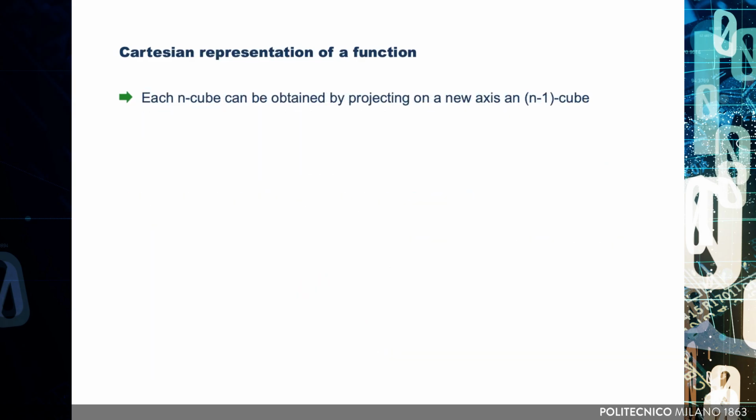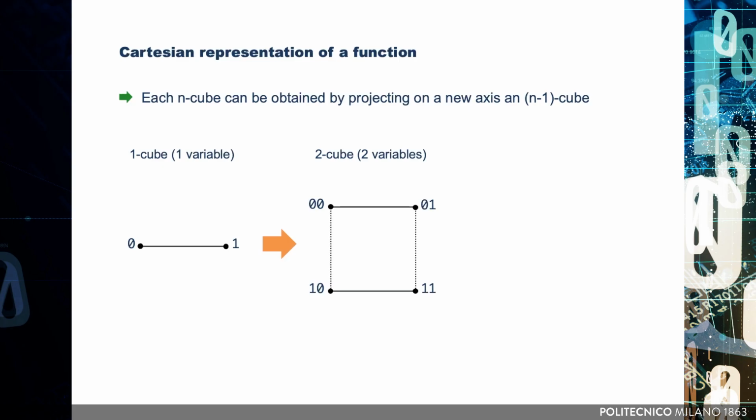Another very interesting aspect of this representation is that an n-cube can be obtained by projecting the representation of an n-1 cube into a new dimension, that is, onto a new axis. Let's start with a 1 cube. This consists of 2 points in a one-dimensional space with coordinates 0 and 1. Now, the 2 cube can be obtained by taking the 1 cube and projecting it onto a new axis as shown here. The coordinates of each vertex must now be encoded with 2 bits. Before projecting, we append a 0 to the left of the previous encoding of the 1 cube. After the projection, the 0 is turned into a 1.